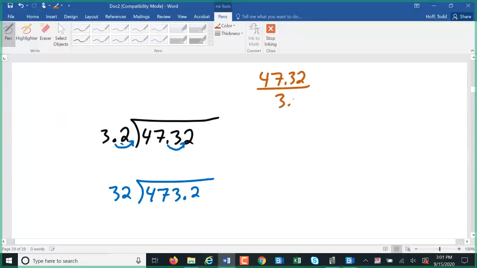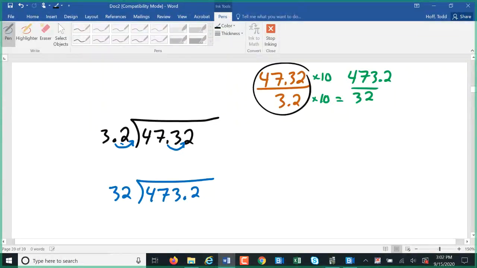47.32 over 3.2. And if I want to get rid of the decimal point here in that denominator, I can multiply by 10. 3.2 times 10 is 32. Well, if I multiply the denominator by 10, I have to multiply the numerator by 10. 47.32 times 10 is 473.2. Notice, really, all I'm doing is using that fraction form of division to multiply both the numerator and denominator by the same thing in order to move that decimal point over.